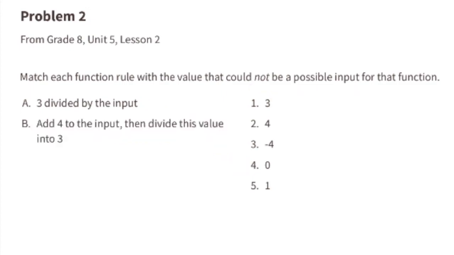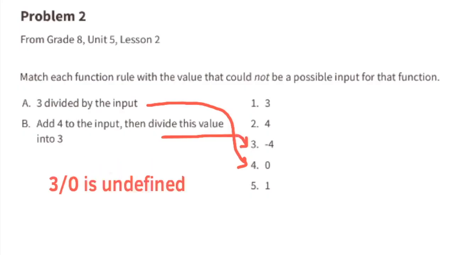B, add 4 to the input, then divide this value into 3. B kind of reminds me of A, when we had 3 divided by the input, and the input was 0. So that was 0 divided into 3. So if we were to take -4 and add 4, then we get 0. 3 divided by 0 is undefined, and therefore it could not be a possible input for that function. So option 3, which is -4, is a match for function rule B.